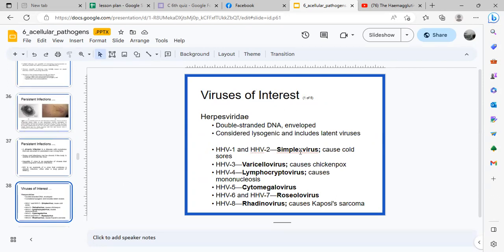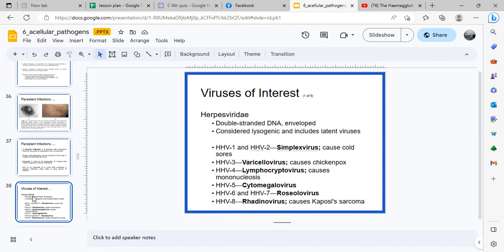Okay, so yun yung example nung herpes. You have simplex virus. It causes the cold sores. Varicella virus. This causes chickenpox and shingles. Lymphocytovirus. So this causes mononucleosis. And yung Kaposi sarcoma, it's caused by radinovirus.